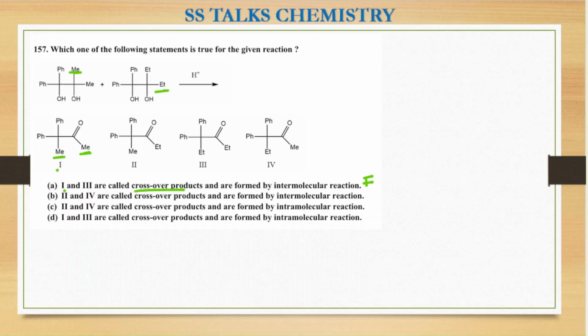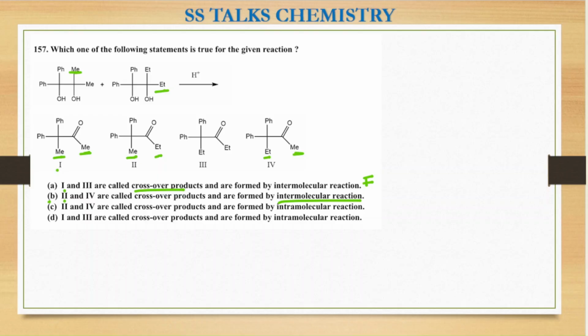Next, it says option B. It says second and fourth are the crossover products. Second, one methyl and one ethyl species is present. It is your crossover product. And the fourth one, it is saying one again ethyl and the methyl species is present. So this is my crossover product. No doubt in that. And these are formed by the intermolecular reaction. So that is also the true one.